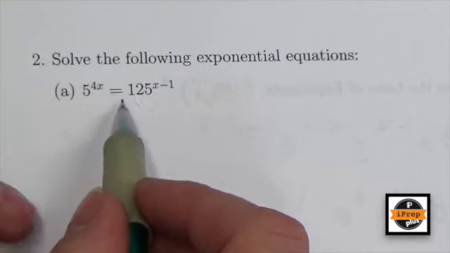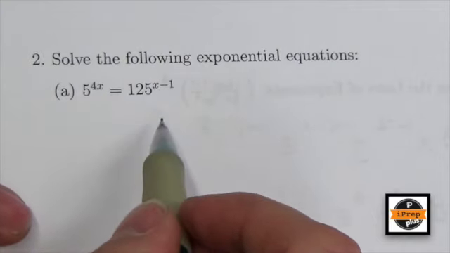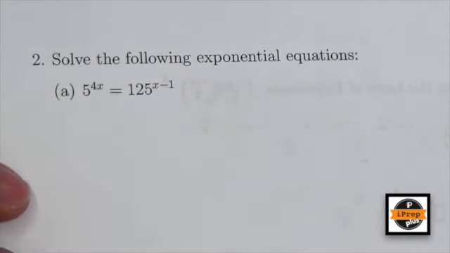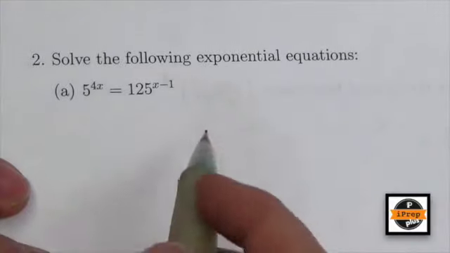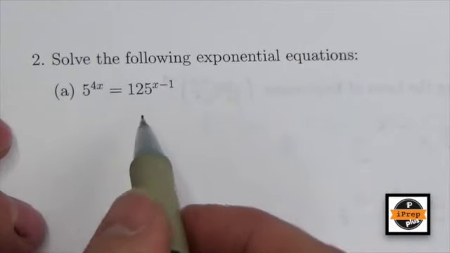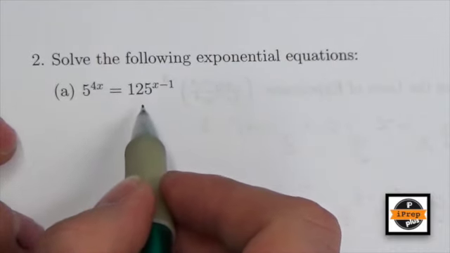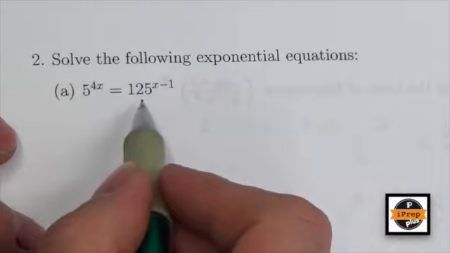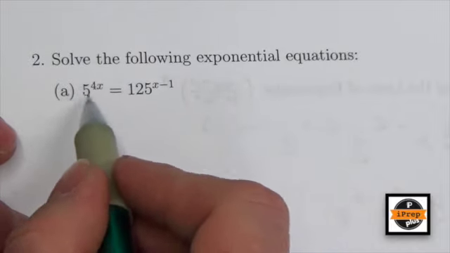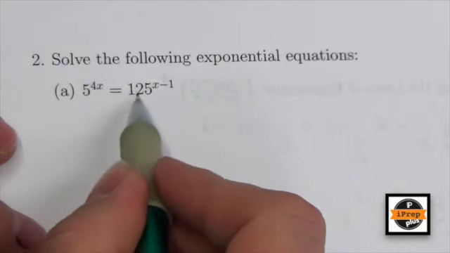5 to the 4x is equal to 125 to the x minus 1. Now, one way to approach this, and I think it's a good way to start these things, is to just check the bases here and the powers that you're seeing, and are they related? And in this case, yeah, they are.